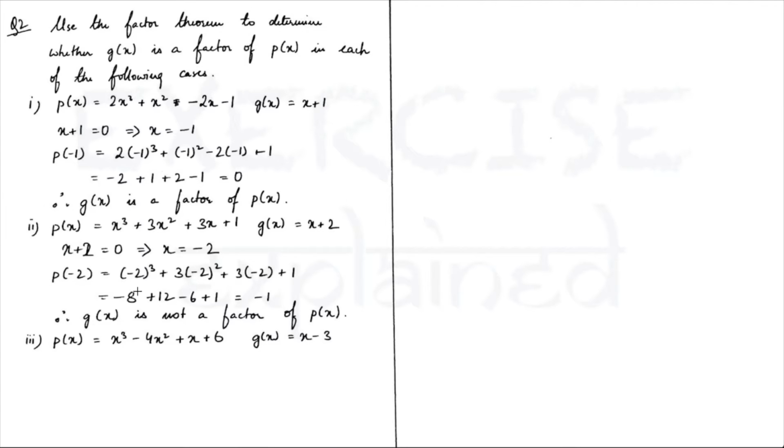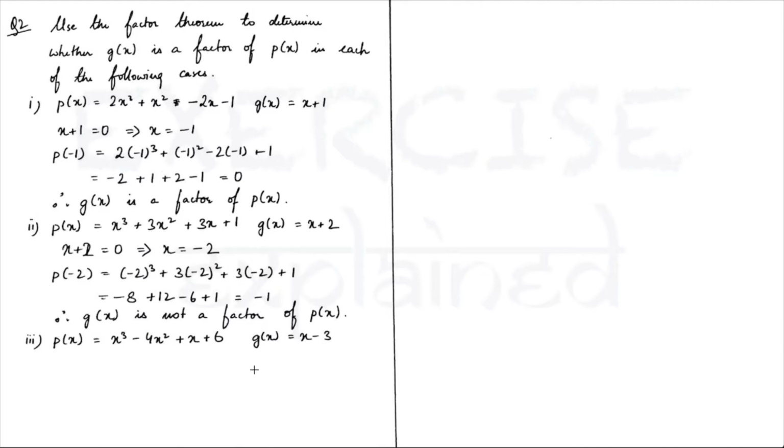So you can see if I add minus 8 and minus 6 I get it as minus 14, and here if I add 12 and 1 we get it as 13. So minus 14 plus 13 gives us minus 1. Since we have not got p of x is equal to 0, therefore we can tell that g of x is not a factor of p of x.